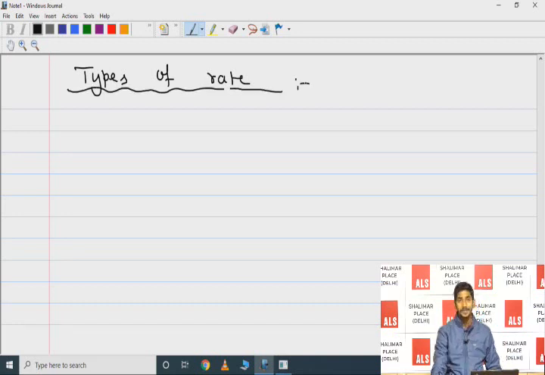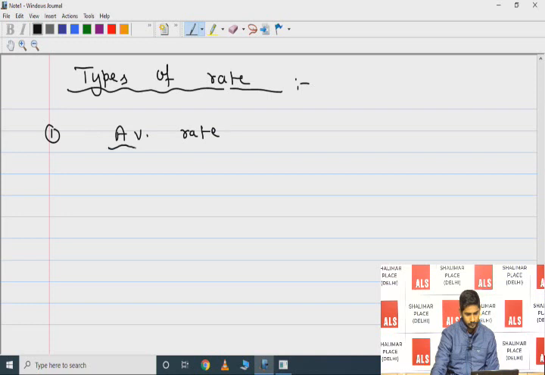See, rates can be of two types. First one is your average rate and second one is your instantaneous rate. Okay. So let's start with this one. First one is your average rate. Average rate is actually calculated within a finite interval of time, where I'll have the different concentrations in a given particular range of time.